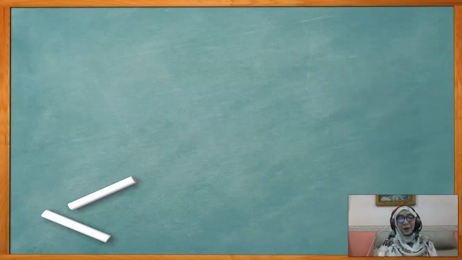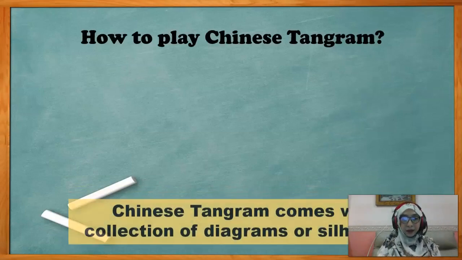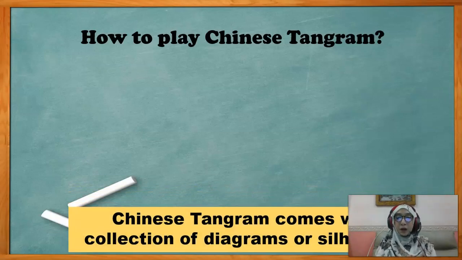So how do you actually play this Chinese tangram? Remember we have 7 puzzle pieces: 2 big triangles, 1 medium-sized triangle, 2 small triangles, 1 square, and 1 parallelogram. How do we play with this puzzle? Chinese tangram comes with a collection of diagrams or silhouettes, like I said before. What are these silhouettes? Remember in our guessing games, we had shapes like a shadow. Those are what we call diagrams and silhouettes.